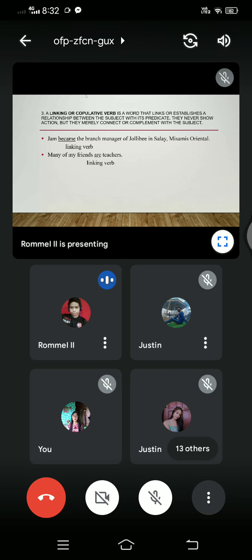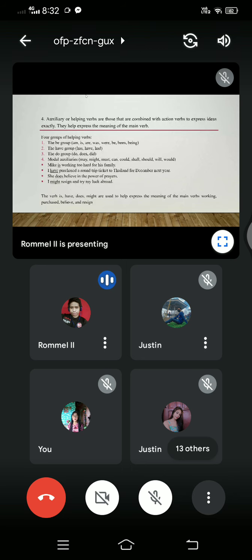Number four, the auxiliary or helping verbs are those that are combined with action verbs to express ideas exactly. The helping verb expresses the meaning of the main verb. There are types or groups of helping verbs. The first is the be group: am, is, are, was, were, be, been, being. The second group is the have group: has, have, had. And the third is the do group, which is do, does, did. And the fourth is the modal auxiliaries, which are may, might, must, can, could, shall, should, will, would.